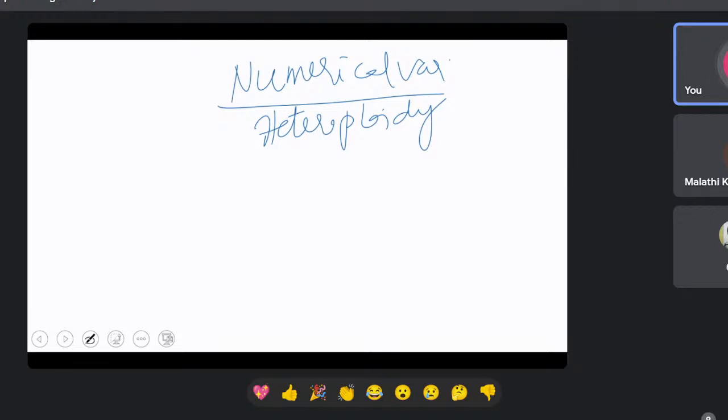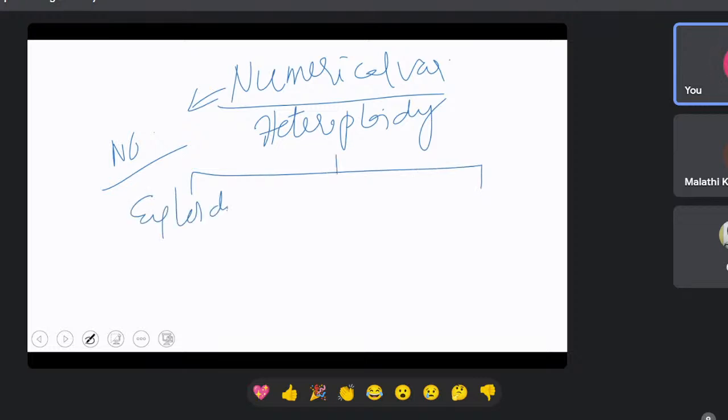So numerical variations, they bring about a change in the number, సంఖ్యలో వచ్చేటటువంటి మార్పులు. And this is of two types, euploidy and aneuploidy. Euploidy and aneuploidy. Euploidy is related to change in the sets of chromosomes.